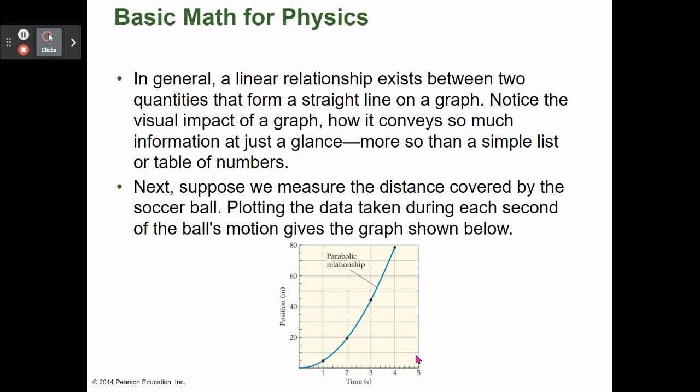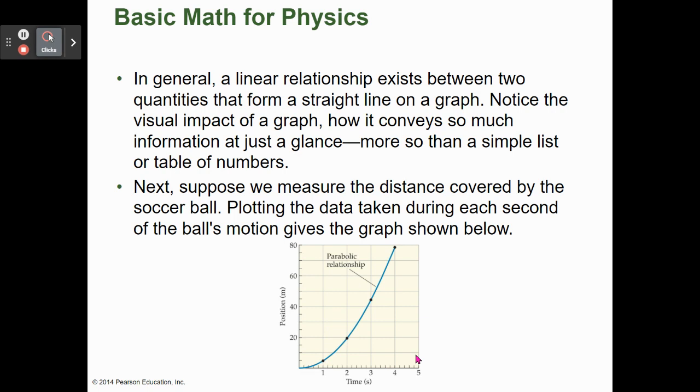So in general, linear relationships are going to exist between two quantities that form a straight line. So y'all know that. You might, if you got to write that down, that's fine. But just remember, linear means it's a straight line, and it shows a relationship between those two things. And that relationship is a straight line. Okay? Unfortunately, not all graphs are straight lines. Sometimes they are curved lines.